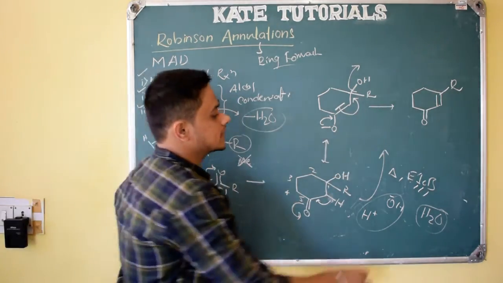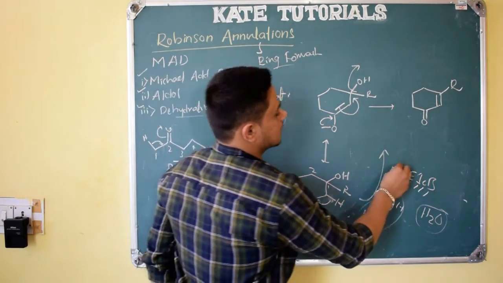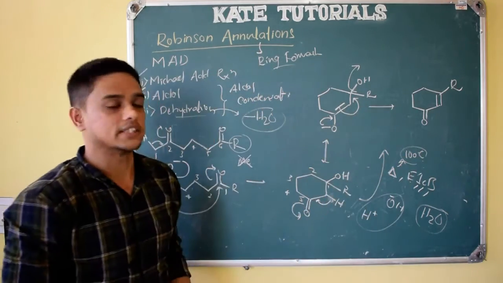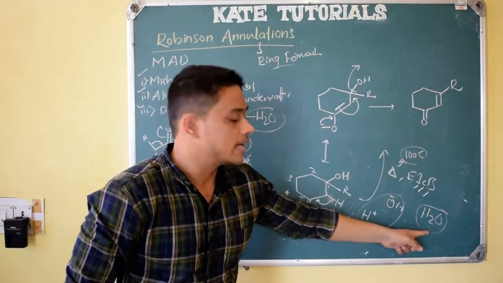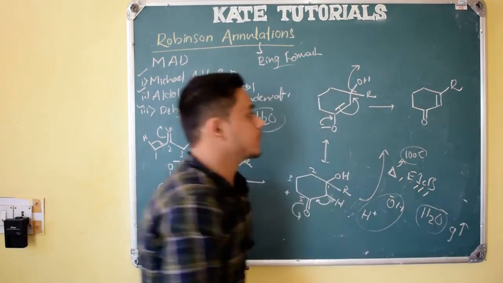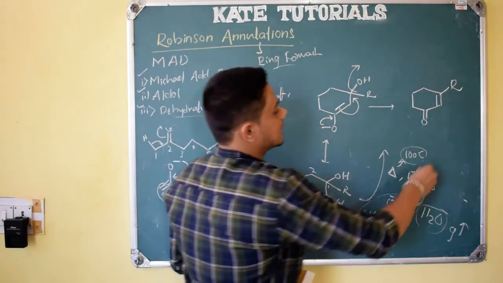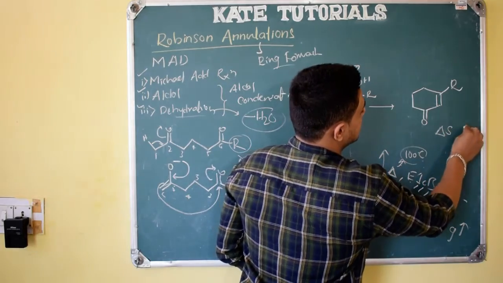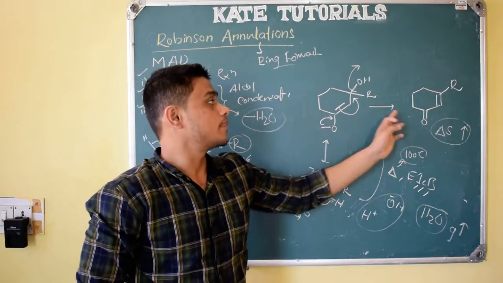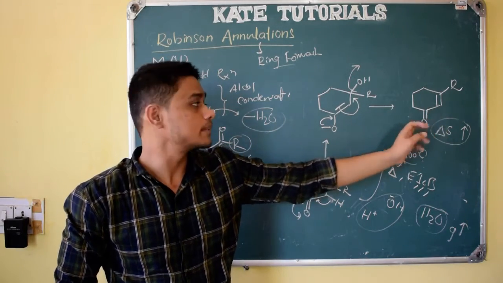The only thing is this reaction occurs under thermodynamic conditions, at heating, with the temperature more than 100 degrees Celsius. Because of this temperature, the water eliminated will be in the form of steam, that is gas. So the entropy of this reaction increases, that is randomness, delta S increases. As entropy increases, the reaction moves in the forward direction according to the Le Chatelier principle.